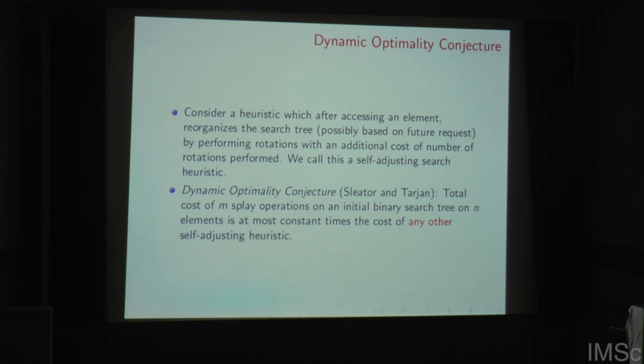And this is still open. There is some evidence. Tarjan himself wrote a paper later about if I have this kind of sequence of accesses, then you can do it in linear time. And they also proved a list version of it earlier, so that was also a motivation for this theorem.